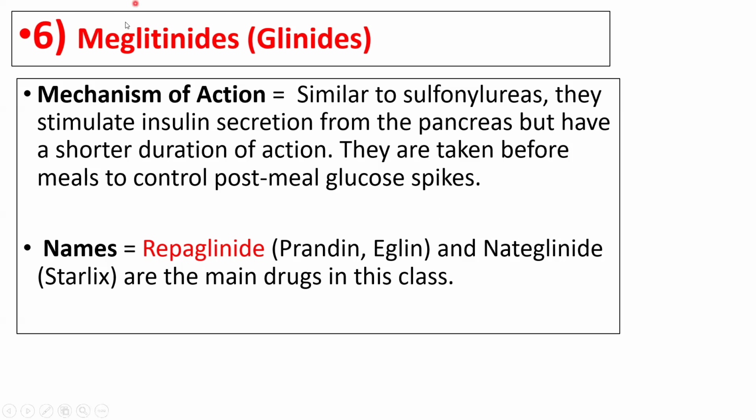Okay. Now, these meglitinides, the name is repaglinide, very costly drugs. Third, fourth generation drug, repaglinide, very common with the consultant. Then there is nateglinide. Repaglinide, nateglinide. These are the main drugs from this particular class. These are called the glinides.